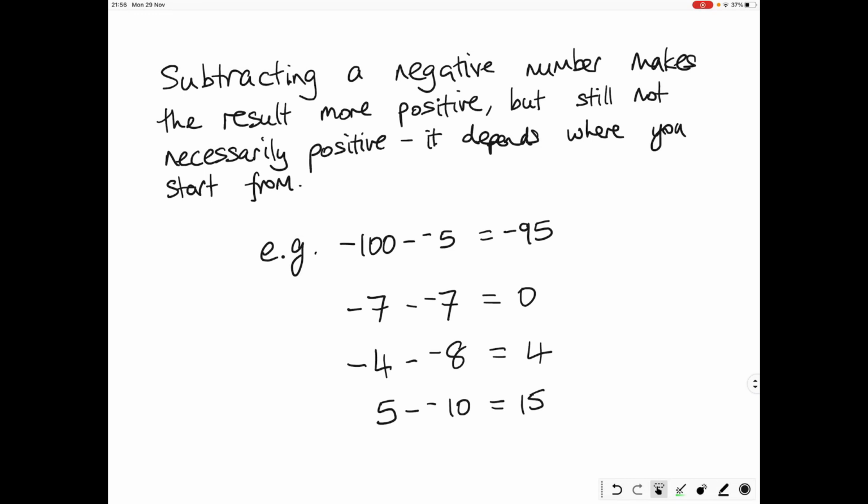Finally, if we start from a positive place, then taking away something negative in life always ends up with us just feeling even more positive. And again, that's true for arithmetic too. For example, if you start off at 5 and then subtract negative 10, that's like adding 10, and so you end up at 15.